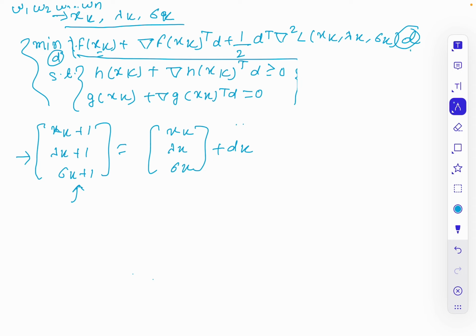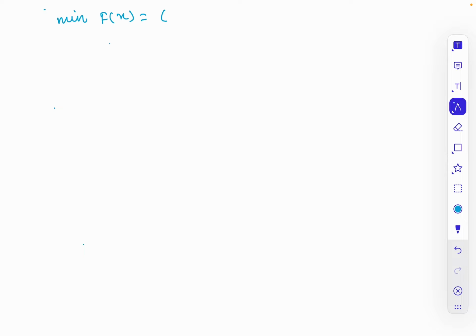If you see an example of the SQP algorithm, it would be better, because you will be able to understand how you solve it. So let us use an example of how we use the SQP algorithm. Let us try to minimize our objective function f(x) equal to (x minus 2) squared, subject to the condition that h(x) equal to x minus 1 is greater than 0, and the second condition g(x) equal to x minus 0.5 equals 0.